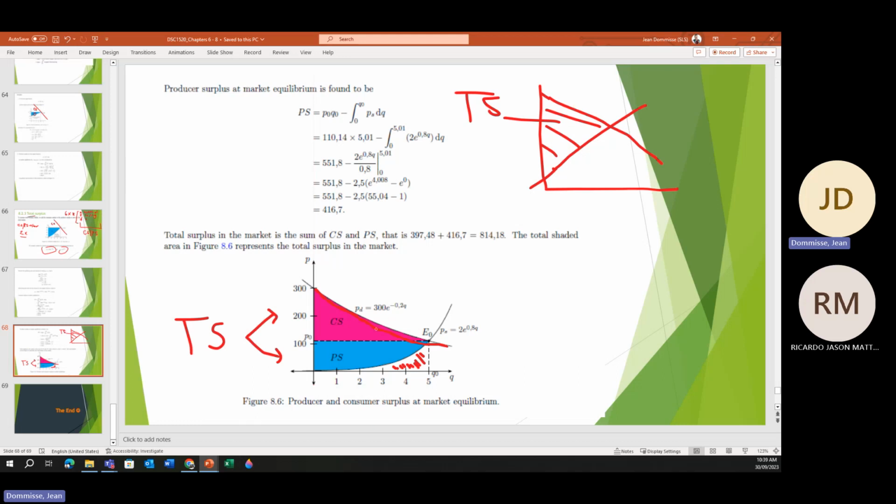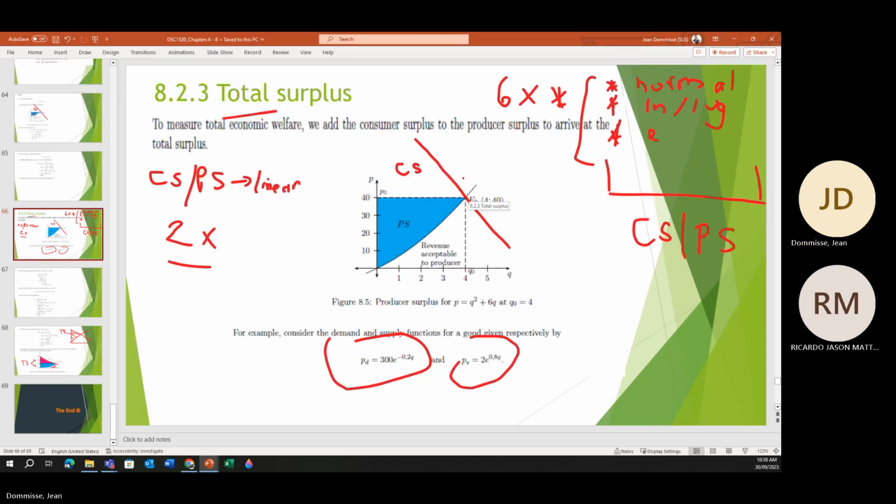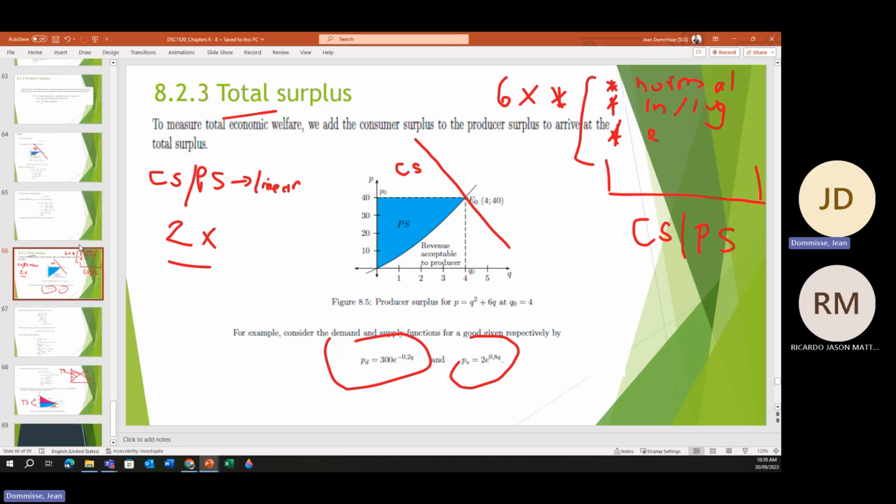So both the demand and supply. So again, for total surplus, I would need to have both the demand and the supply curves. If you work with consumer surplus, producer surplus, then you only need one curve.